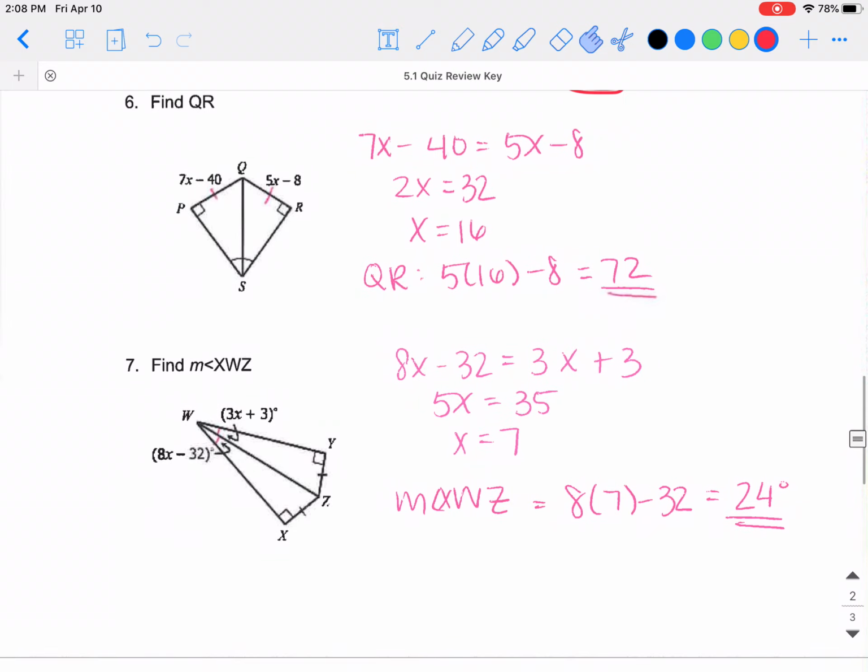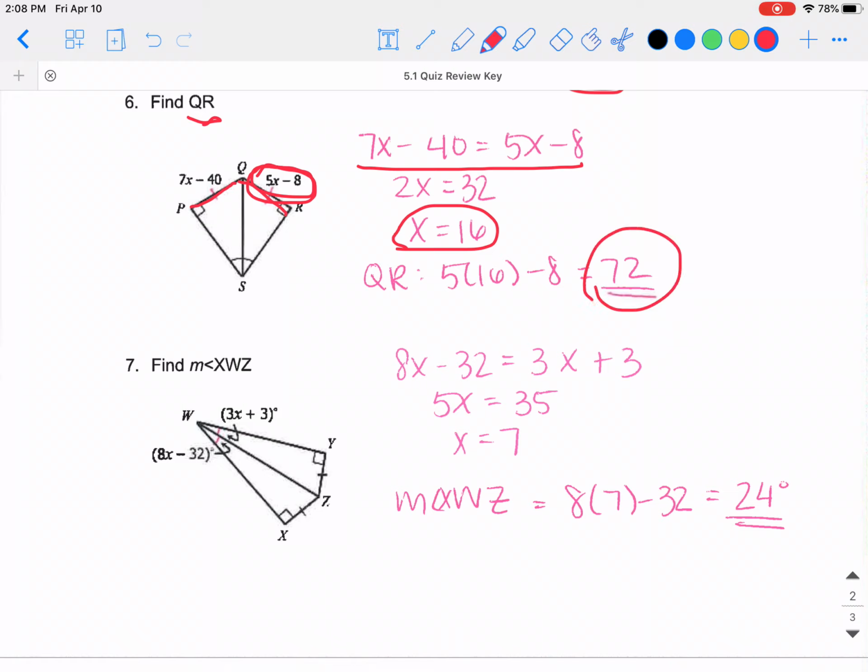For number 6, find QR. So we're given these two segments here, these expressions. We set them equal to each other again. So 7x minus 40 equals 5x minus 8. When we solve, we get x equals 16, but we're trying to find QR. So we're just plugging back into this expression here. 5 times 16 minus 8 gives us 72.